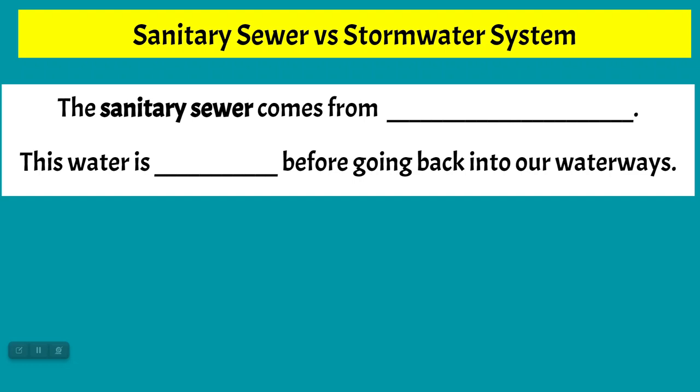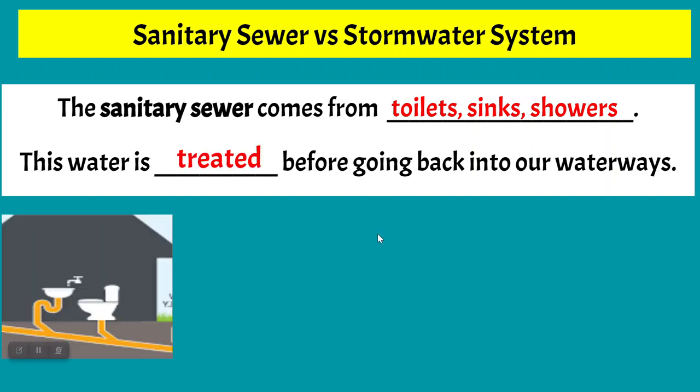So more review. Let's think about the sanitary sewer that we looked at as we were going on our own watershed walk around the Frost campus. The water in the sanitary sewer comes from toilets and sinks and showers, dishwashers, laundry machines, things like that. That water is treated before it goes back into our waterways.